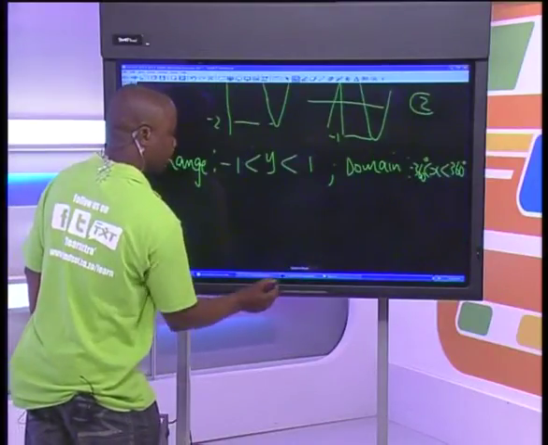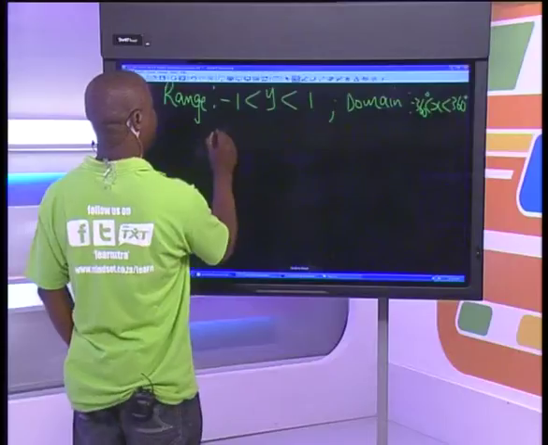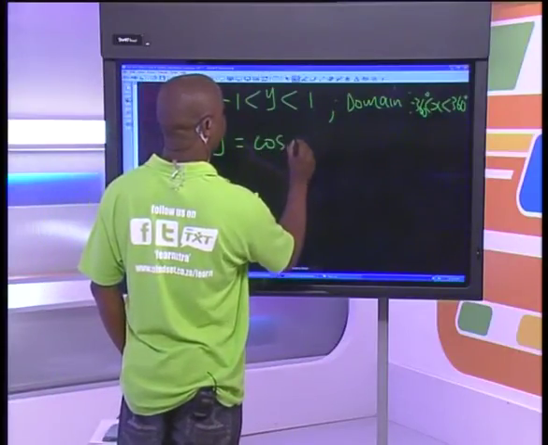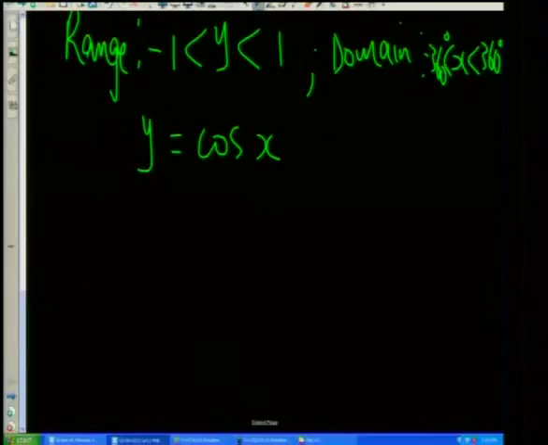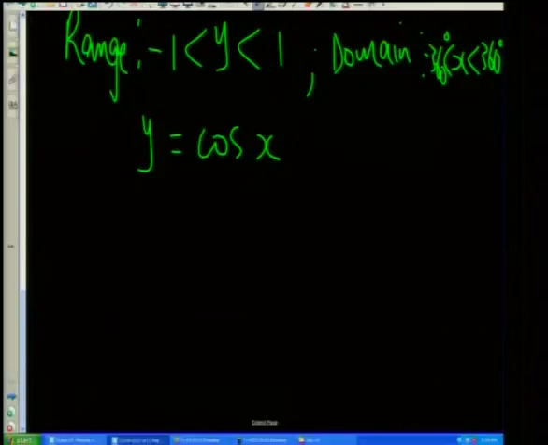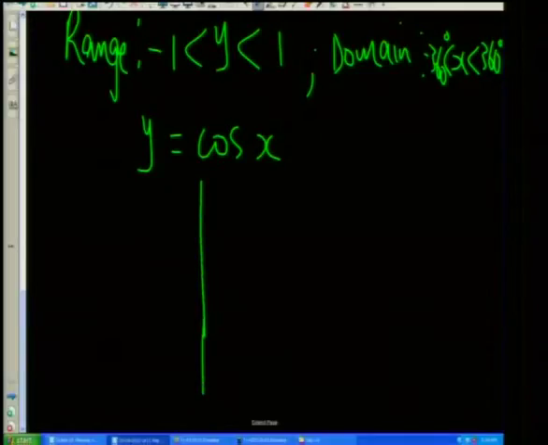Let's move on quickly to the next one, which is y equal to cos of x. You'll notice that these are the parent graphs that I'm starting with. Later on, I will do transformations on these graphs, which means scaling them up or down, or translating them. All right, let's see.